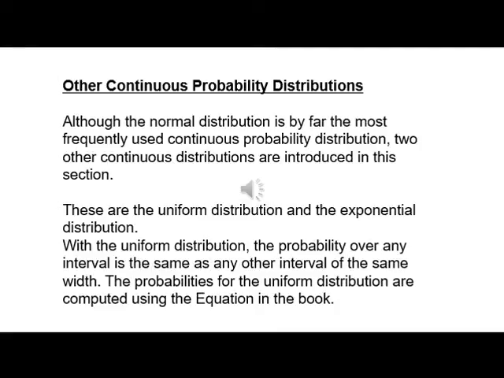Other continuous probability distributions. Although the normal distribution is by far the most frequently used continuous probability distribution, two other continuous distributions are introduced in this section. These are the uniform distribution and the exponential distribution. With the uniform distribution, the probability over any interval is the same as any other interval of the same width. The probabilities for the uniform distribution are computed using the equation in the book.